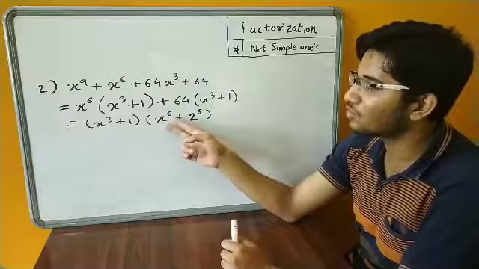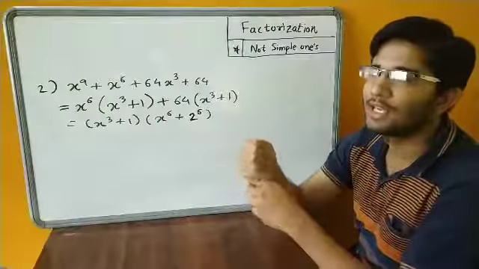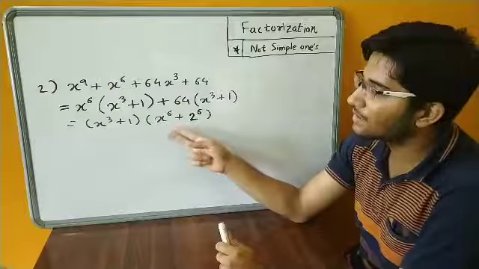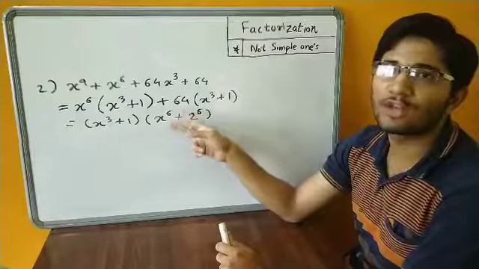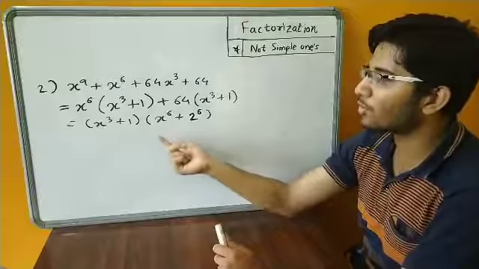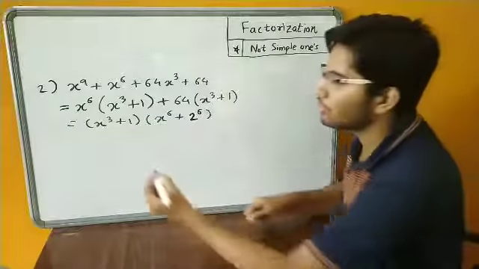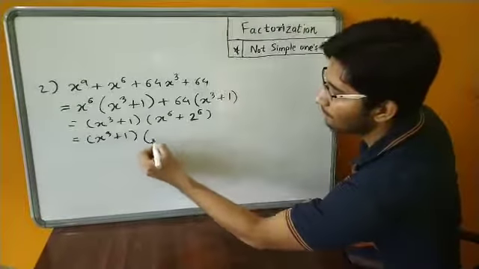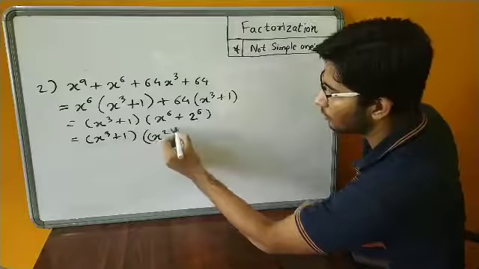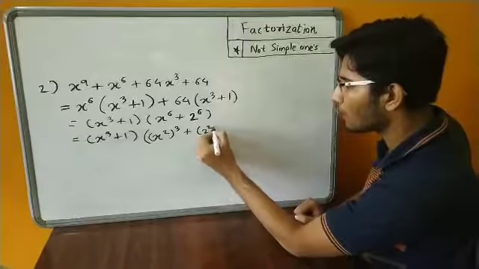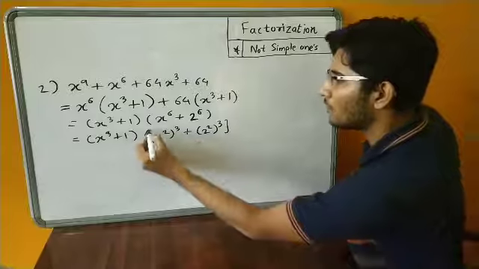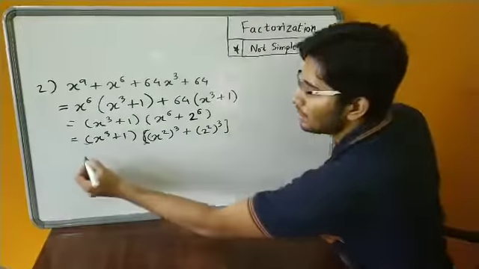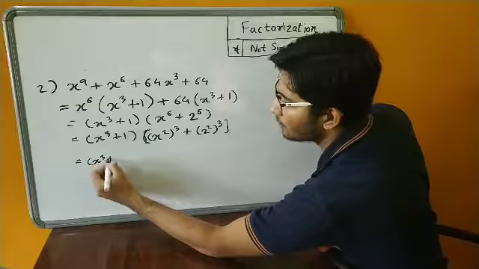Now we can write x raised to 6 and 2 raised to 6 both in terms of cubes and squares. So we can write either x cube square or x square cube. But there is no such formula for a square plus b square. So we will write this part as x square cube plus 2 square cube. Now we can factorize this part because it is in the form of a cube plus b cube. So again, x cube plus 1 as it is.